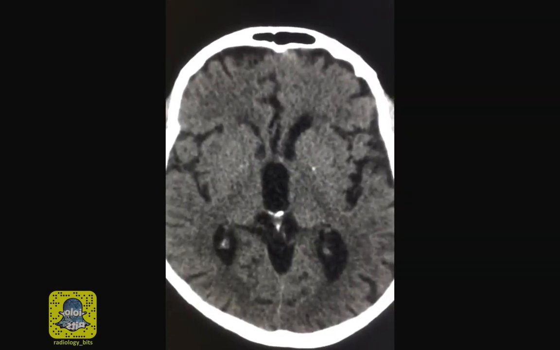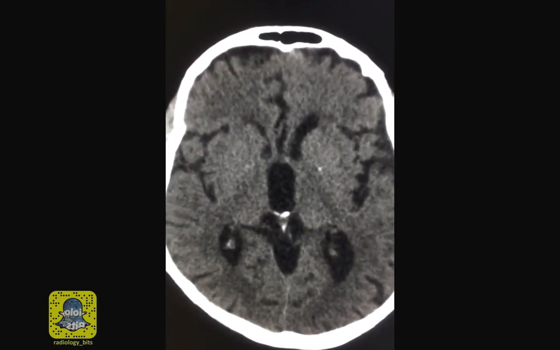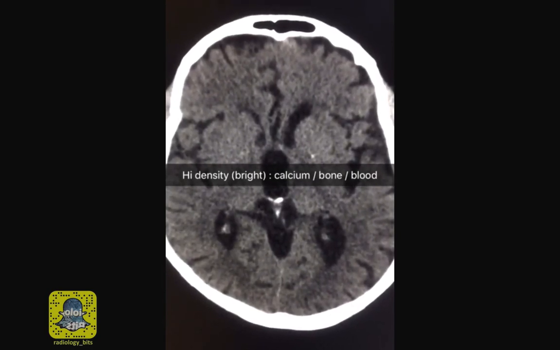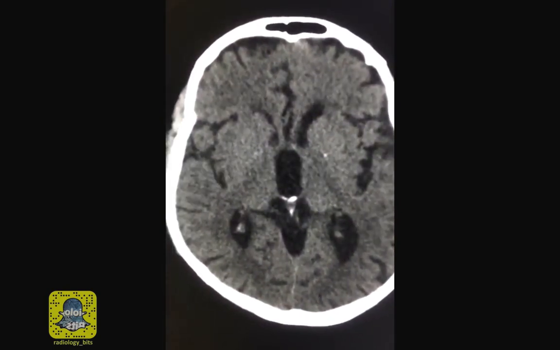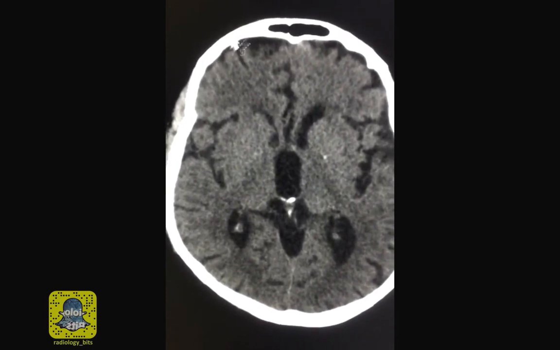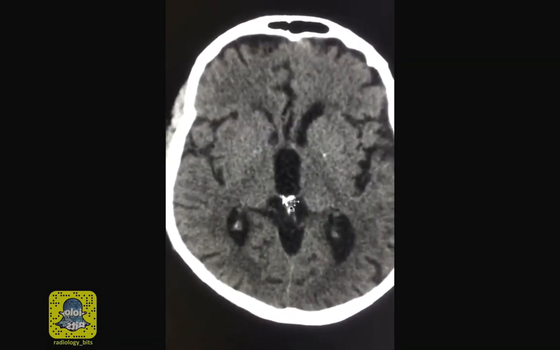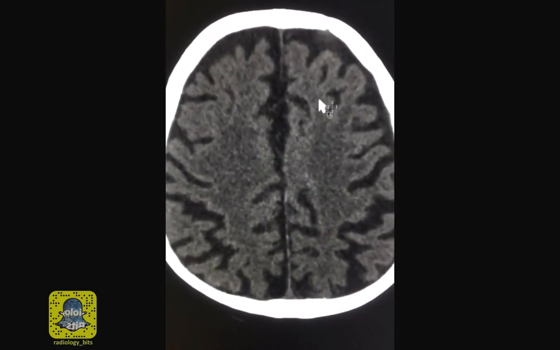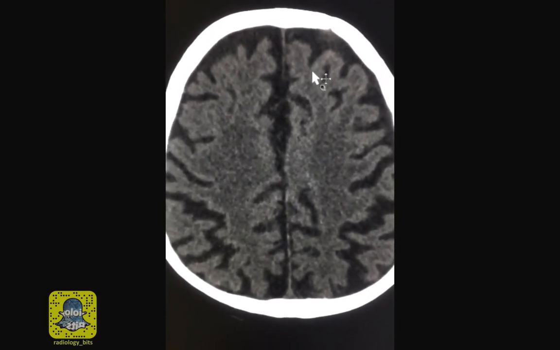To understand what we're going to show in the abnormal case, you need to know that the density of structures on CT is extremely important. Bright material on CT, or what we call hyperdense, typically represents calcium, bone, or acute hemorrhage. Here you see the brightness of the skull, and that's bone. Here you see some normal calcifications within the brain, which we'll talk about in another section. And of course, on this relatively normal case, you don't see brightness that suggests hemorrhage within the brain.